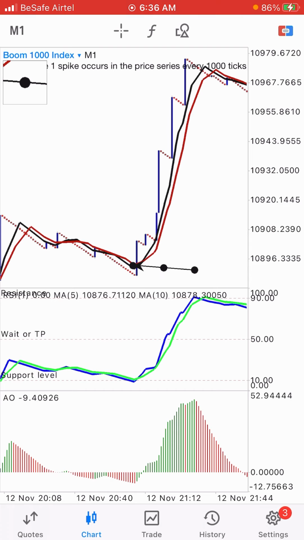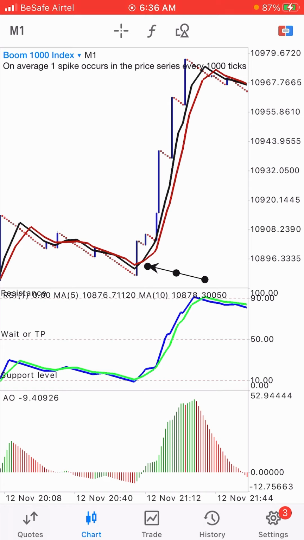I will advise you to test this strategy on your demo account. It's very advisable. No matter how accurate the strategy is, you need to test first on your demo account before you start trading with your real account. You get it? That's the purpose of a demo account, to test your strategy and to test your ability of trading.